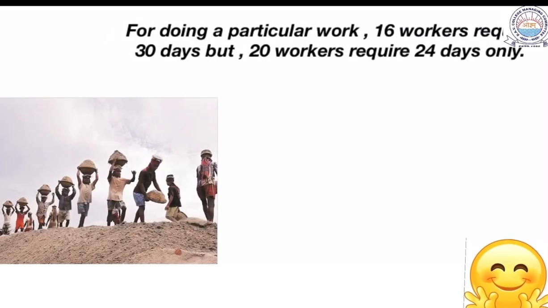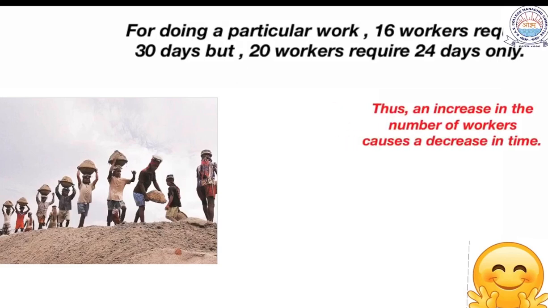For doing a particular work, 16 workers require 30 days, but 20 workers require 24 days only. Thus, an increase in the number of workers causes a decrease in time.